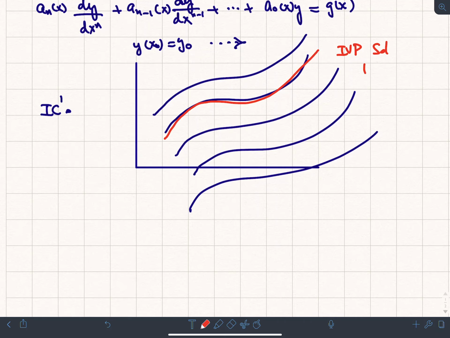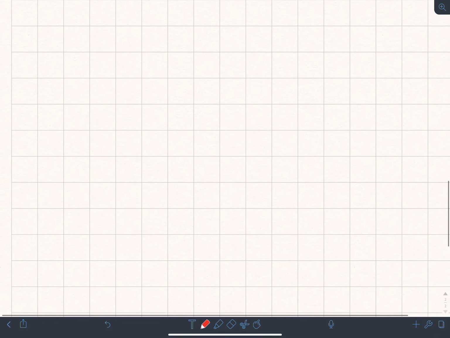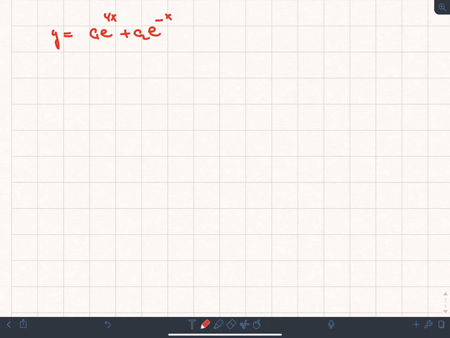Now, the first actual activity of last week's session was for you guys to be able to verify that a given solution is indeed a solution of a given differential equation by taking the appropriate derivatives. So I said if you have been given that y is equal to c1 e to the 4x plus c2 e to the minus x, I ask you guys to verify that that is indeed the solution to a second order differential equation as such. And this is example 1 on my PowerPoint.